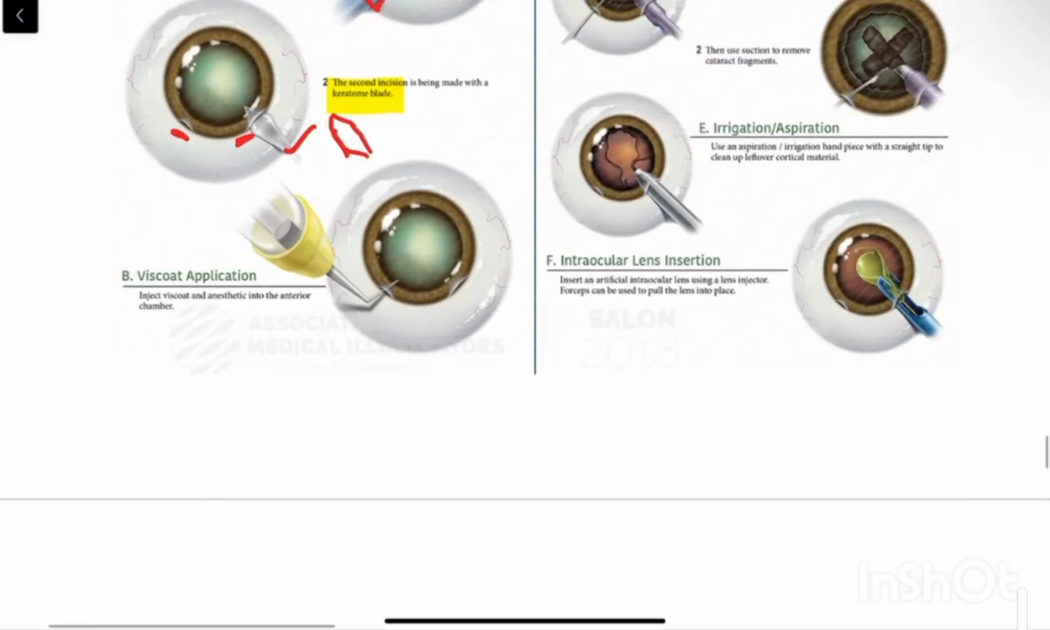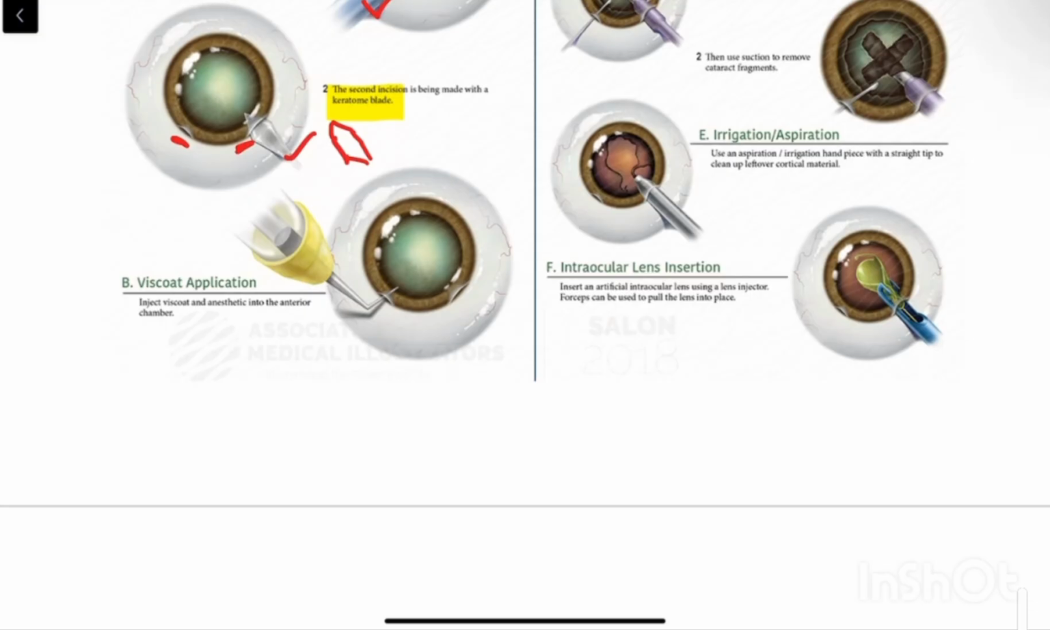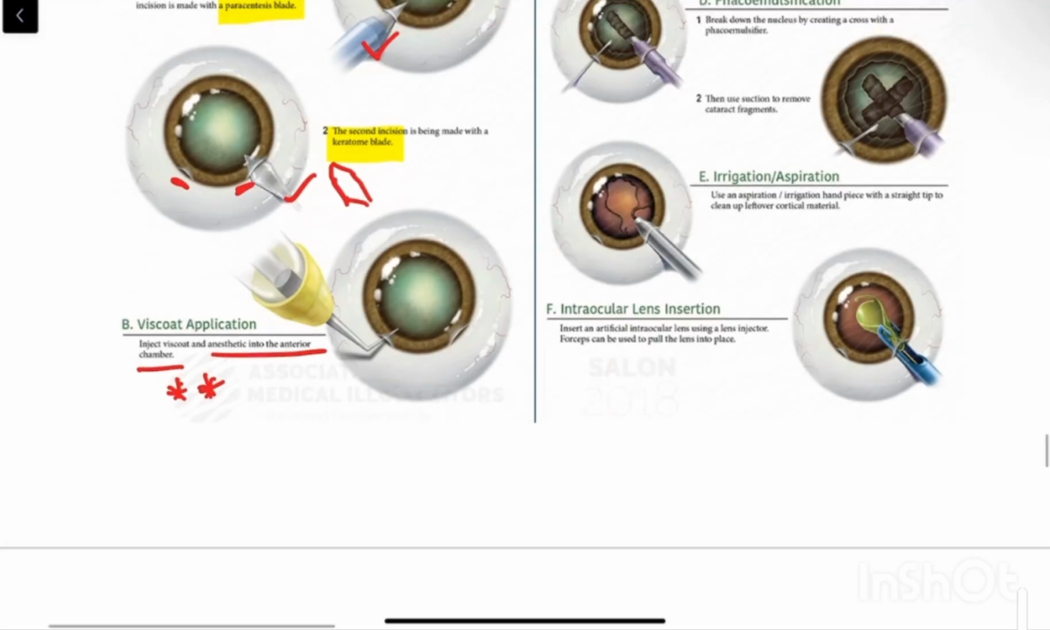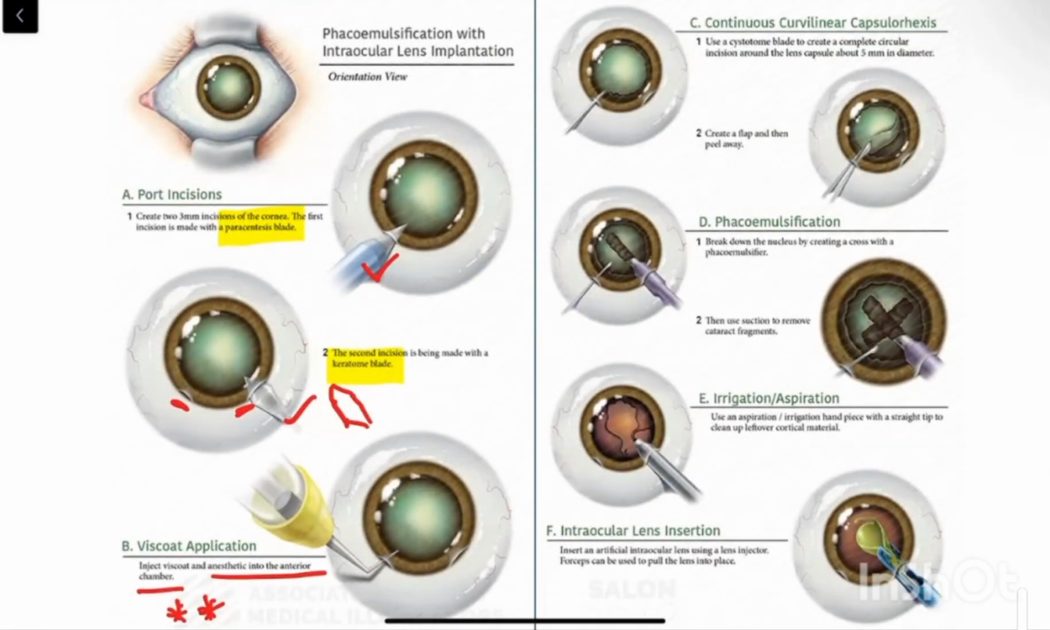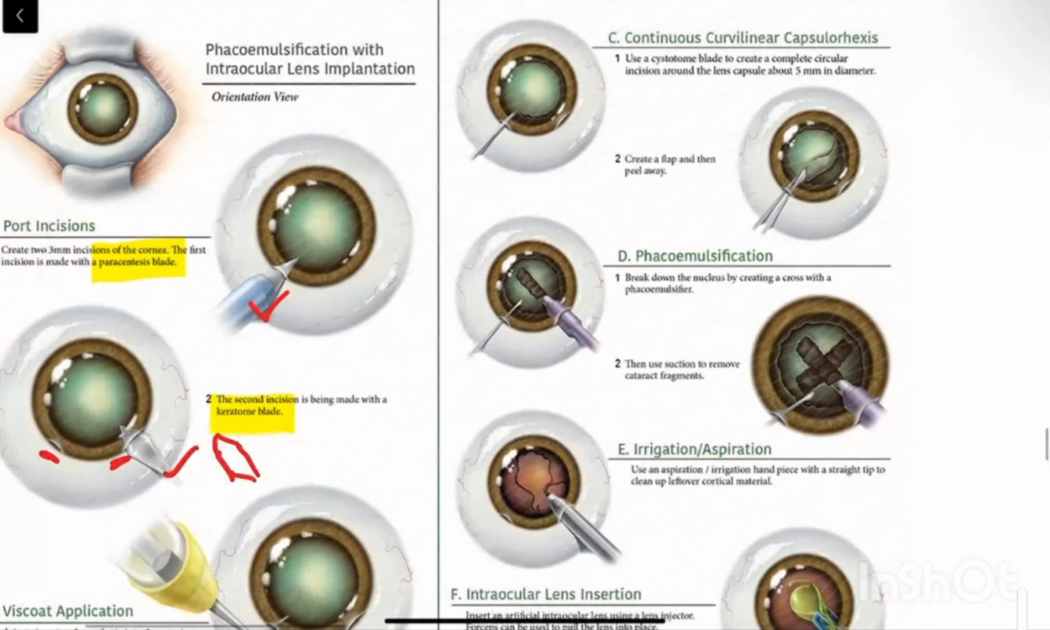After that we will go for viscoat application. This viscoat is a gel-like material which will be injected. Okay, so inject viscoat and anesthetic into the anterior chamber. Along with viscoat we will inject anesthetic agent, so the patient won't be able to feel anything. Okay, after this continuous curvilinear capsulorhexis is done.